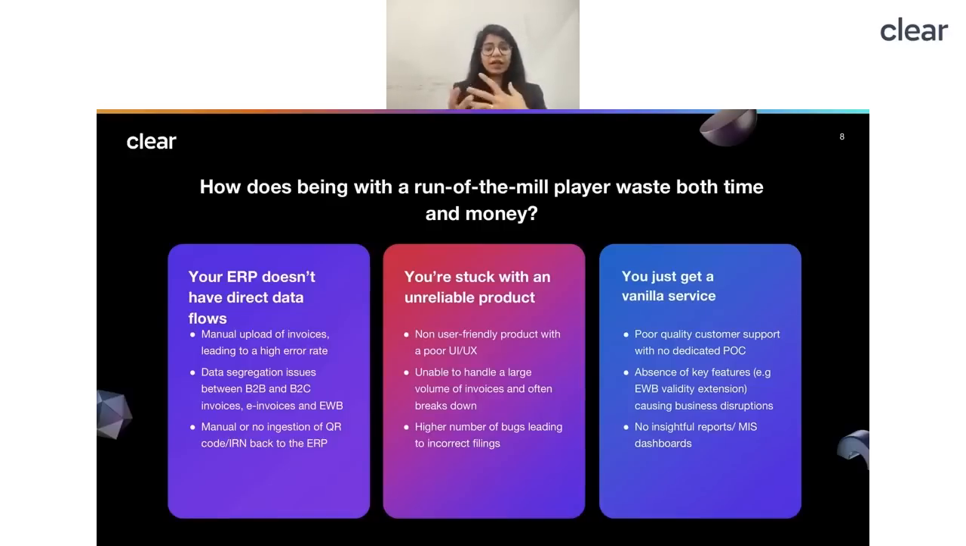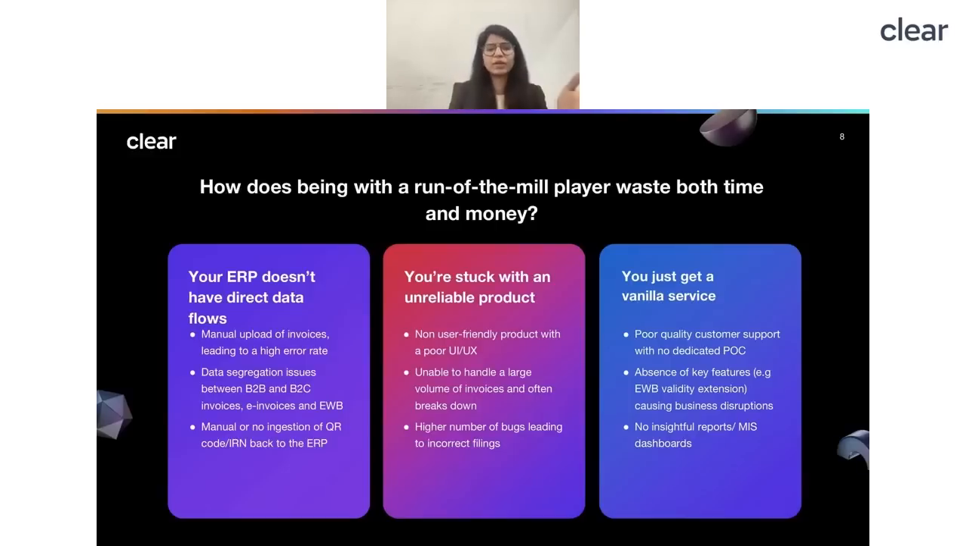Which means Clear has the entire solution where you can generate the invoice, generate the e-invoice, generate the e-way bill, and even go ahead and file GSTR-1 and GSTR-3B with the same data. You don't have to do manual activity for everything, right? Because the bigger problem is that e-invoicing is applicable only to some documents, only B2B and export, so I would have to keep on doing segregation.